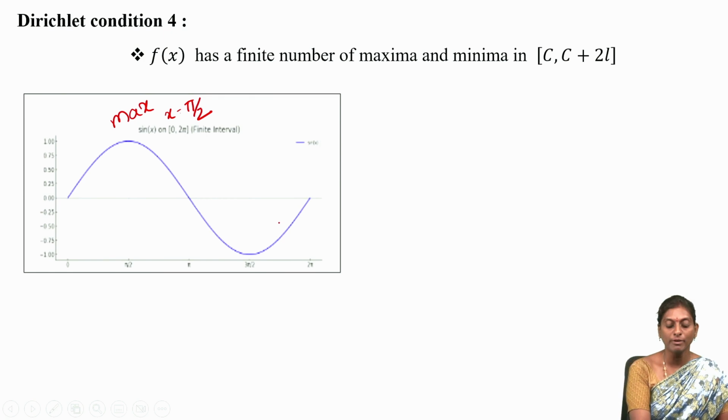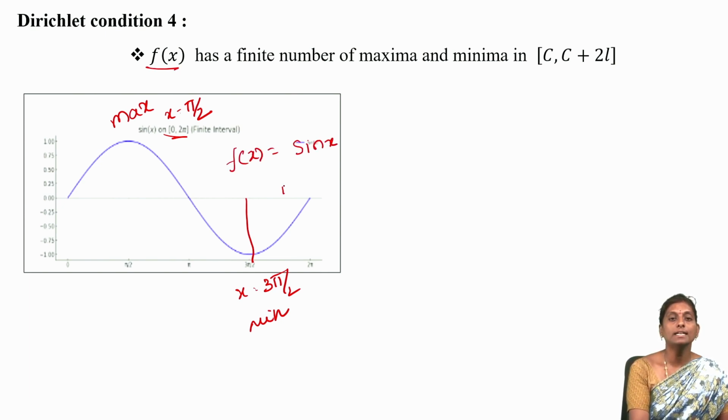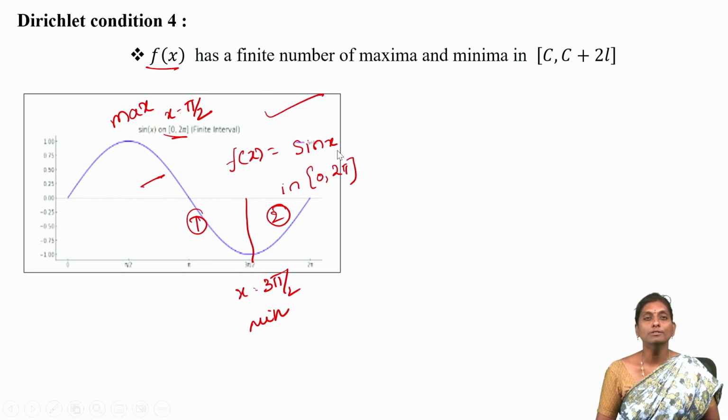So here consider the finite interval 0 to 2 pi. In this interval the maximum is at x equal to pi by 2, and the minimum is at x equal to 3 pi by 2. What is the function? f of x is equal to sine x in the interval 0 to 2 pi. There is one maximum point and one minimum point, so a finite number of maxima and minima. So this function f of x satisfies Dirichlet condition 4.